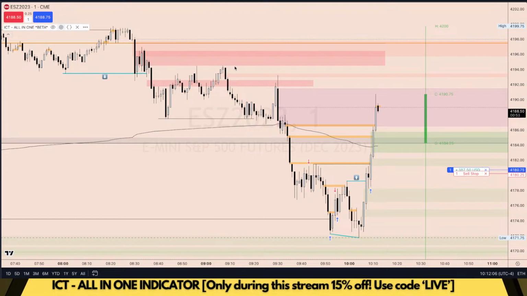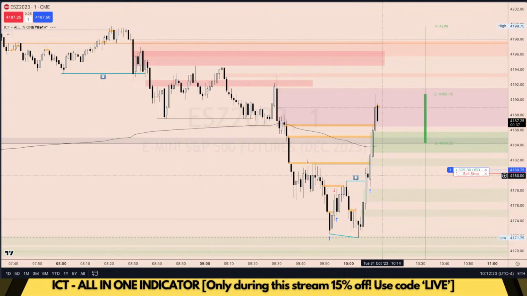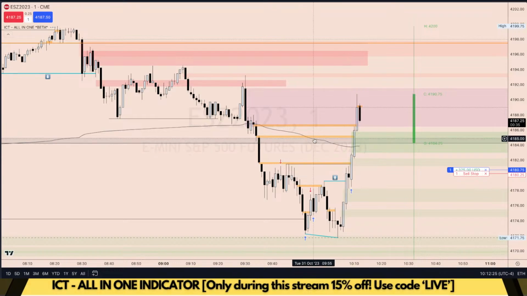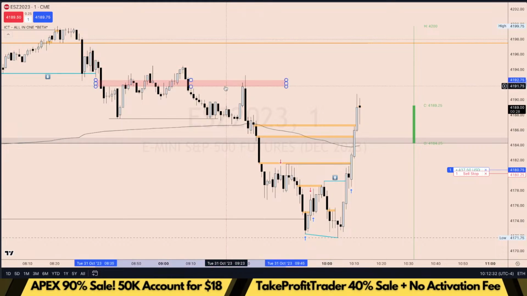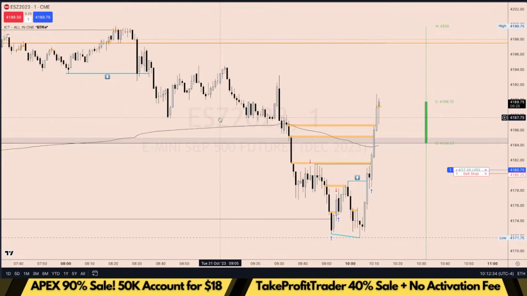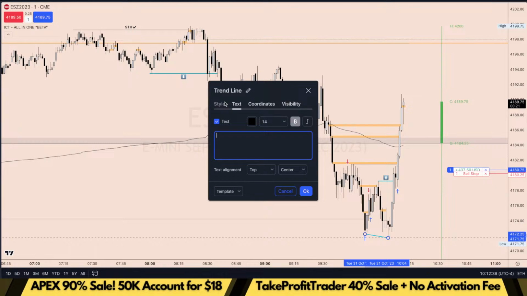Let me hide a few things here. I do not need the regular trading hours opening gap, and I also don't need the multi-time frame fair value gaps. I prefer drawing fair value gaps, the ones I'm interested in, manually. I will leave the volume imbalances on. I think they are pretty helpful. Bearish market structure shift, bullish market structure shift, bullish SMT.